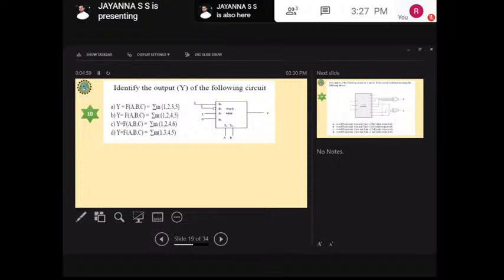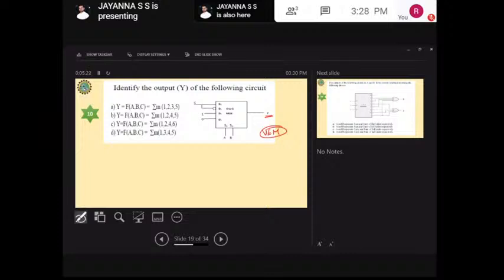They have asked this question: identify the output Y. We need to identify the output of the following circuit. They have given that it is a 4 to 1 multiplexer. Since it is a 4 to 1 multiplexer, you have 2 select lines. They are using the variable entered map. So you need to identify this expression.